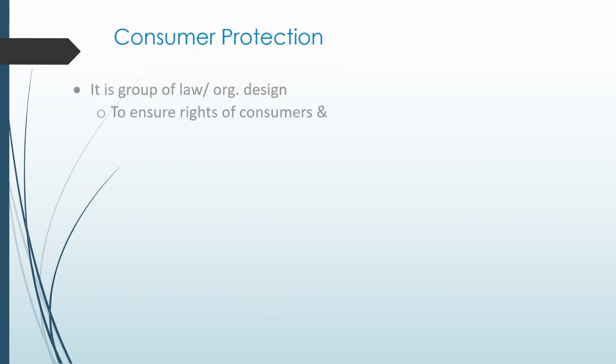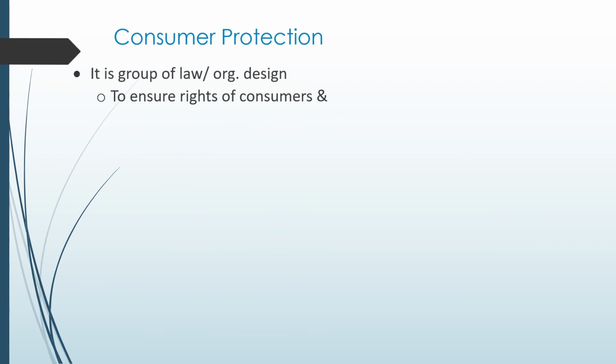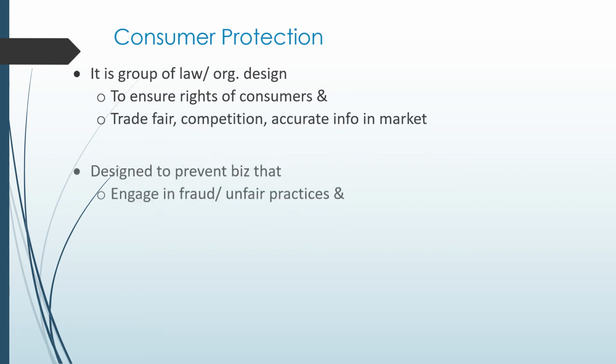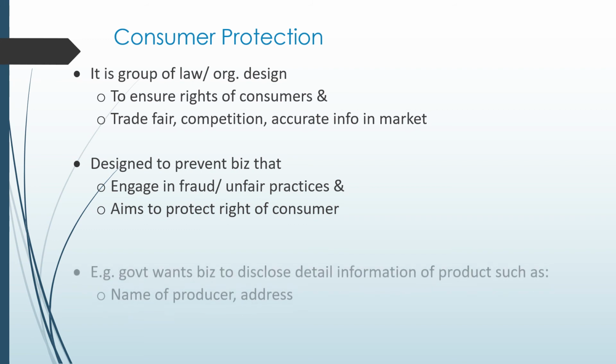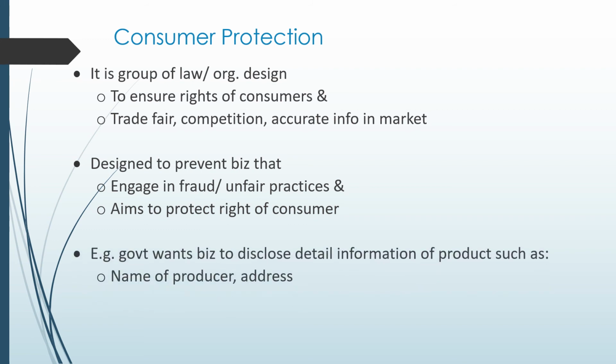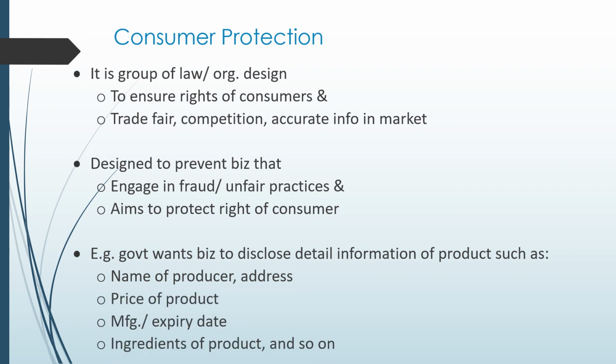Prevention of malpractices: the objective is to prevent malpractices within the business community such as artificial scarcity, adulteration, black marketing and profiteering. Now consumer protection is a group of laws and organizations designed to ensure the rights of consumers and fair trade competition, and accurate information in the market. It is designed to prevent businesses that engage in fraud and malpractices and aims to protect the rights of consumers. For example, the government wants businesses to disclose information of the product such as name of producer, address, price of product, manufacturing date, expiry date and ingredients used to make the product and so on.